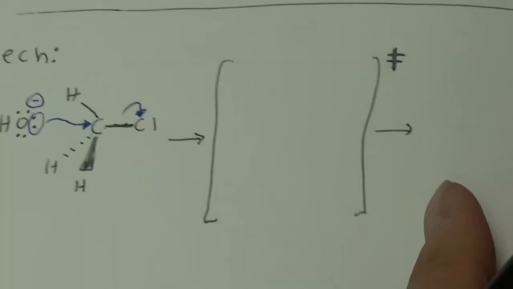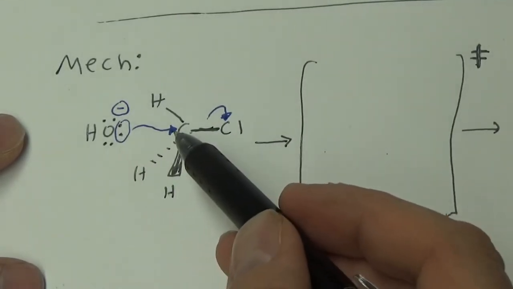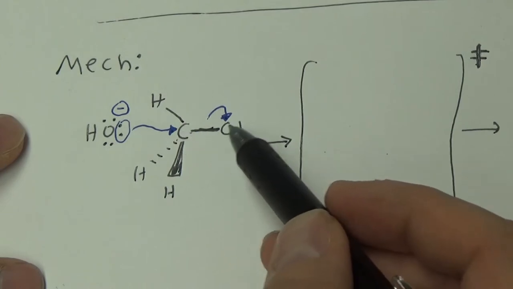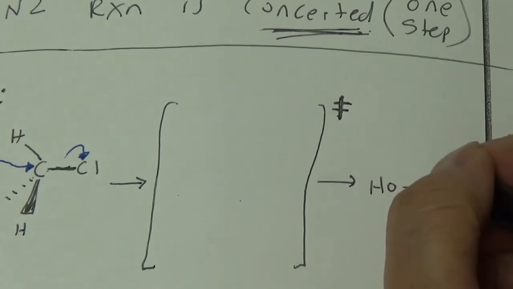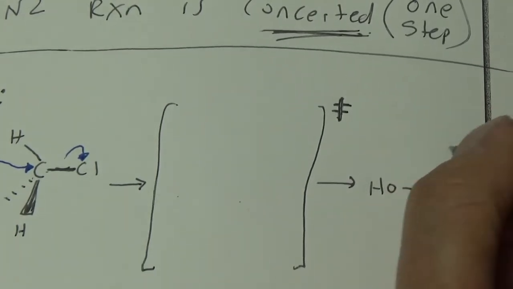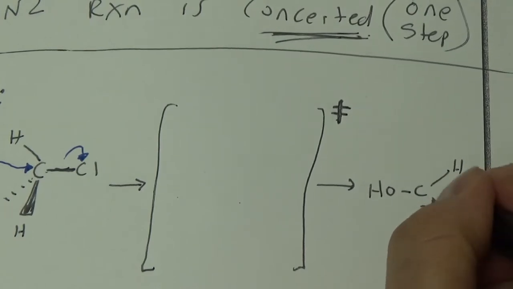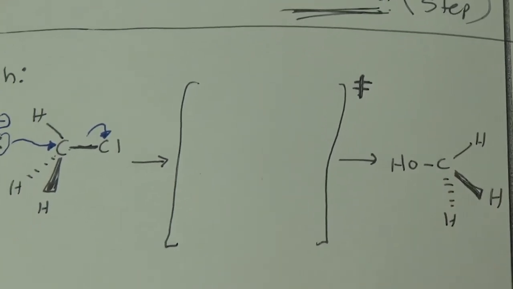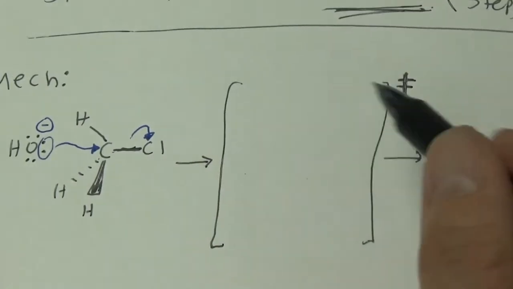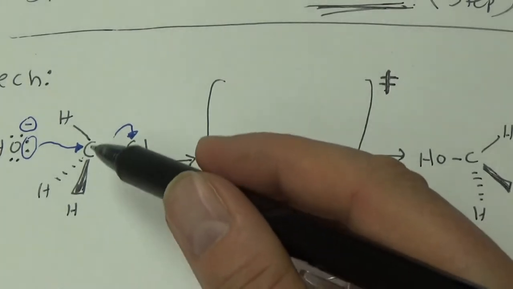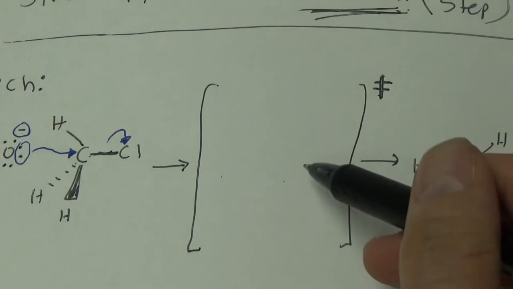Let's draw the product first. So what is the product? Oh, the hydroxide attacks the carbon, kicks off the chloride. Well, then the product is methanol. And interestingly, it kind of looks like it flopped from one side to the other, like the hydroxide attacked, kicked off the chloride, and everything flopped. All the hydrogens flopped from one side to the other. Okay, so what do you think the transition state's going to look like?